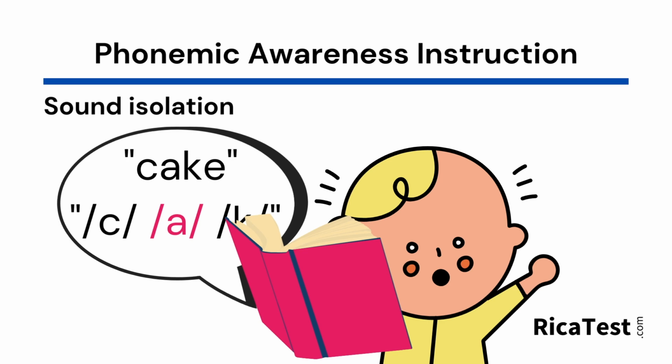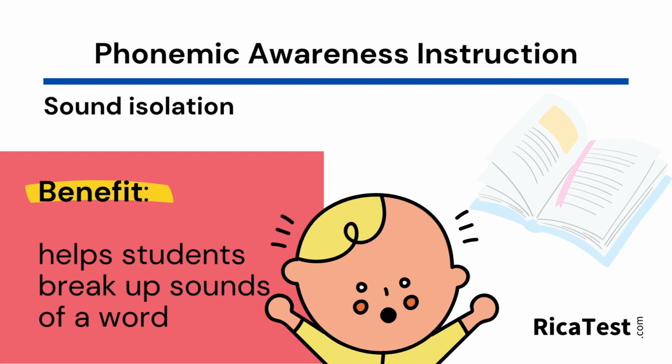Quick note here to make this lesson more challenging. For example, if you receive a question on your Rica test regarding the reading need for an advanced learner, this teacher can ask the student to read the word instead of being told the word. Sound isolation helps students break up sounds of a word.